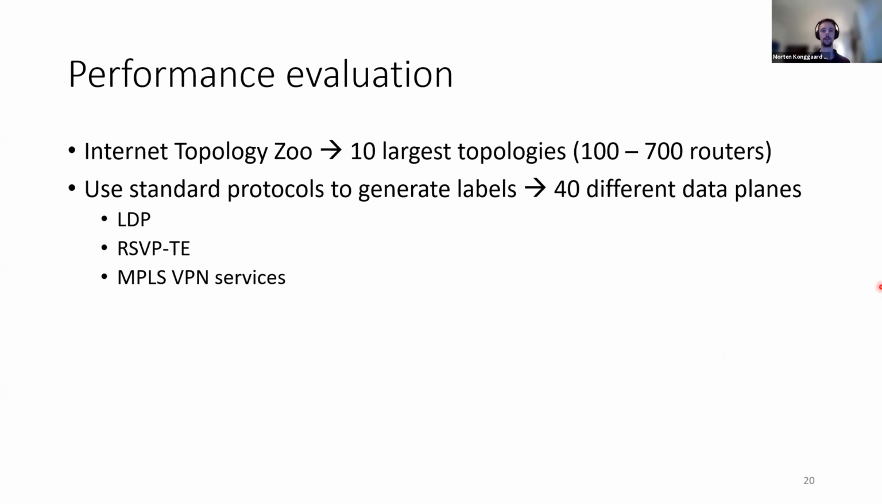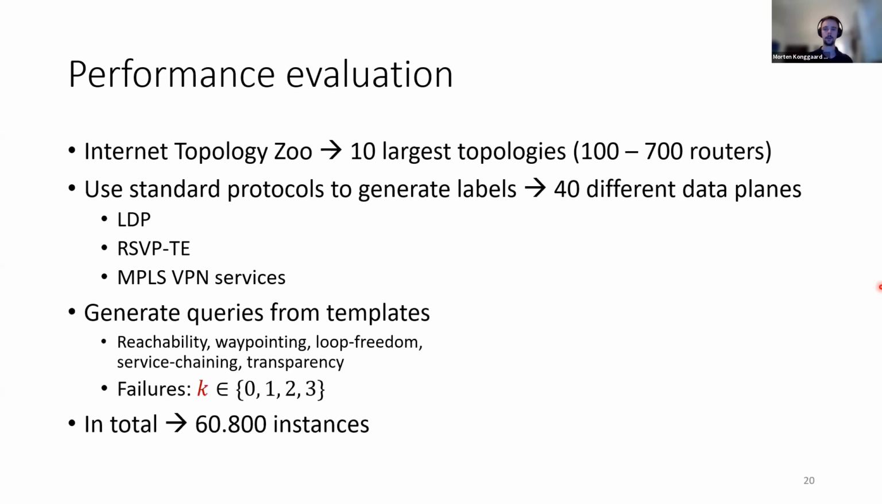For the performance evaluation, we pick some real network topologies from this database called Internet Topology Zoo. We pick the 10 largest because we want to show scalability. And then we have implemented a tool for generating these forwarding tables using some industry standard protocols. So we get some data planes that are realistic to what you would find out in the wild. We use some different settings to get 40 data planes.